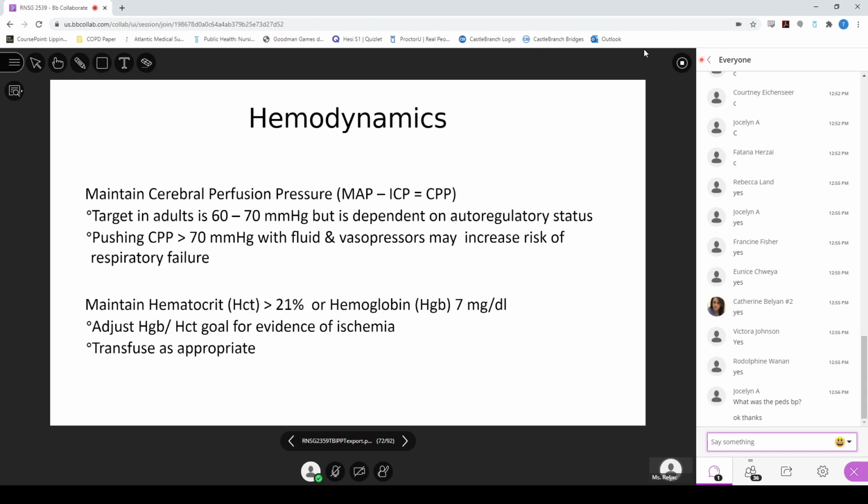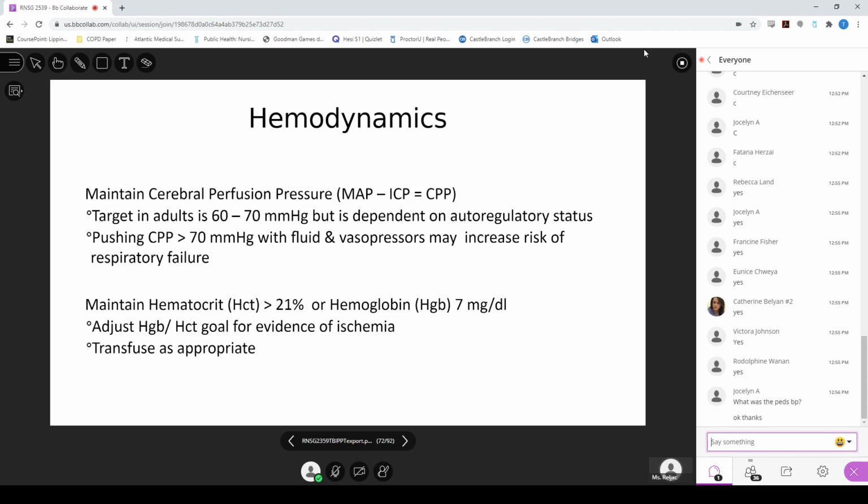Okay, maintain cerebral perfusion pressure. What is that? It's your MAP minus your ICP. Target in adults is 60 to 70, but it's dependent on your autoregulation status. Anything greater than 70 with fluid and vasopressors may increase respiratory failure. So you really don't want to see over 70.